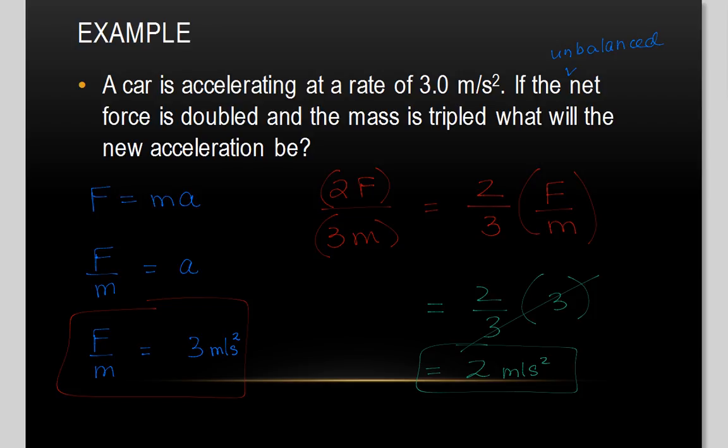So the acceleration went down. The force got doubled, but the mass got tripled. What do you know about if the mass gets higher, the acceleration gets lower. And the force doubling just wasn't enough to maintain that acceleration. To maintain that 3 meters per second square, it actually decreased because the mass tripled and the force only doubled to try to compare with that tripling.